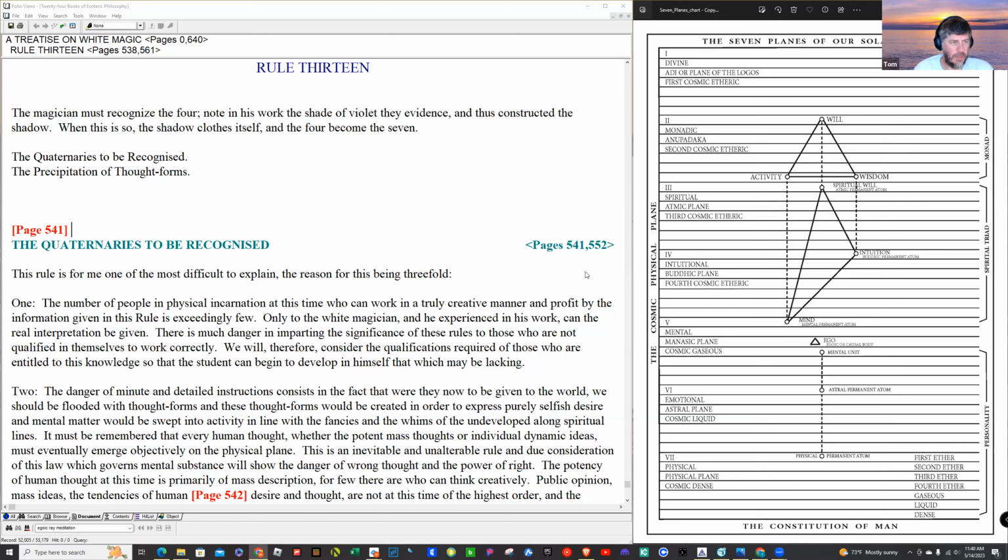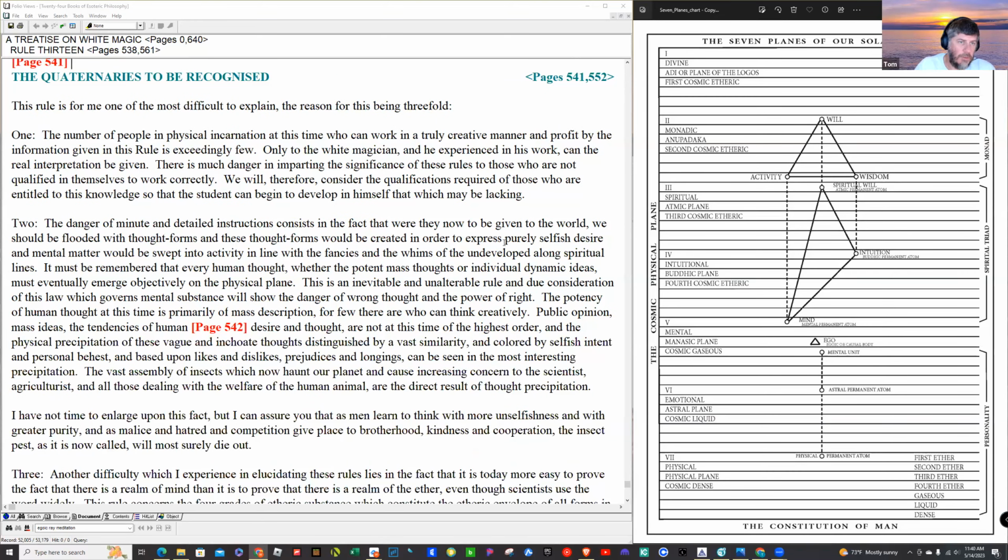Rule 13 is broken out into two subsections: the quaternaries to be recognized and the precipitation of thought forms. So, the quaternaries to be recognized. This rule is for me one of the most difficult to explain, the reason being threefold. Reason one, the number of people in physical incarnation at this time who can work in a truly creative manner and profit by the information given in this rule is exceedingly few. Only to the white magician, experienced in his work, can the real interpretation be given. There is much danger in imparting the significance of these rules to those who are not qualified in themselves to work correctly.